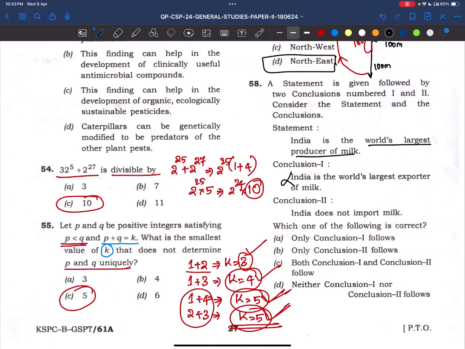Conclusion 2: India does not import milk. Maybe India had to import milk because the milk present in India may not be sufficient. Right? If not in this month, the next month or under some other conditions. So this can be inferred. So the answer is what? Neither conclusion 1 nor conclusion 2 follows. Answer is D.